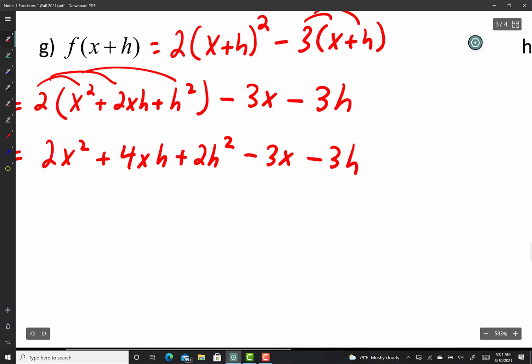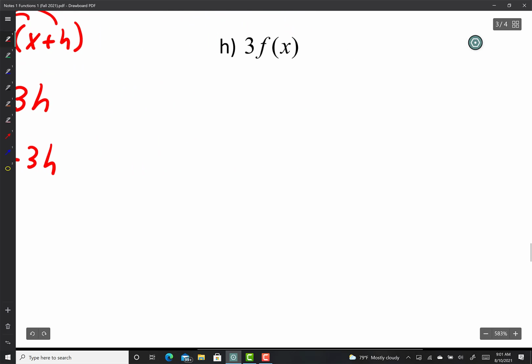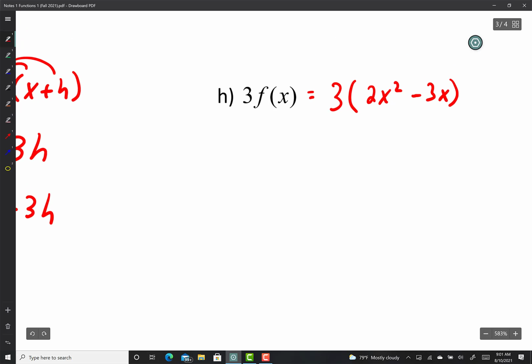So letter G is the one that we needed your A game. Letter H is a simple one again. This just means 3 times your function f of x, which was 2x squared minus 3x, I believe, right? Or no? Yes. Yeah. And we just distribute. 6x squared minus 9x.